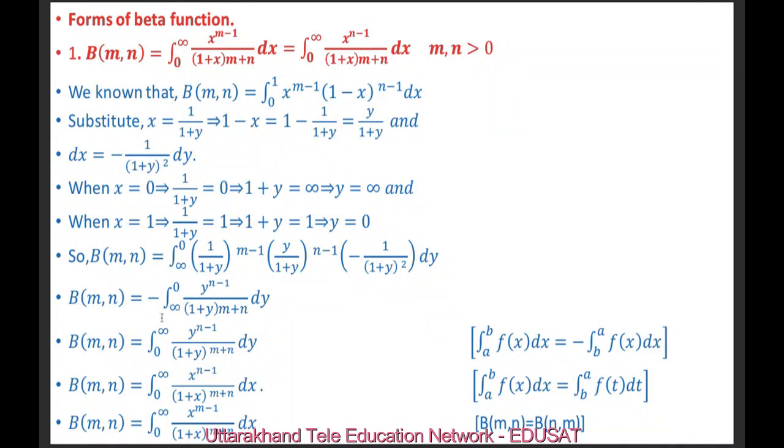Because we know by property of definite integral that the integral from a to b of f(x) dx is equal to minus the integral from b to a of f(x) dx. Means if we interchange the limits, there will be a minus sign outside the integral. So it was minus infinity to 0, so now it is 0 to infinity y raised to n minus 1, over (1 plus y) raised to m plus n.